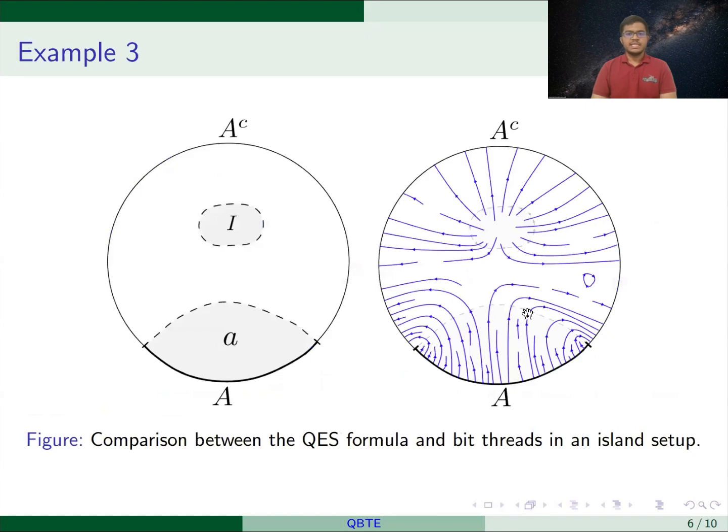This is an example of an island setup. And for a similar reason as to the baby universe example, the threads are forced to reappear in the island because it partially purifies the region small a. Now the norm bound will also be saturated for the boundary of the island, and the divergence constraint is saturated for the entanglement wedge that now includes both the island and the region small a.